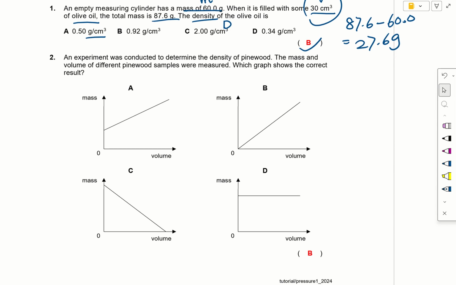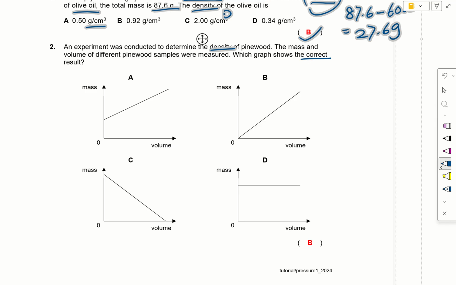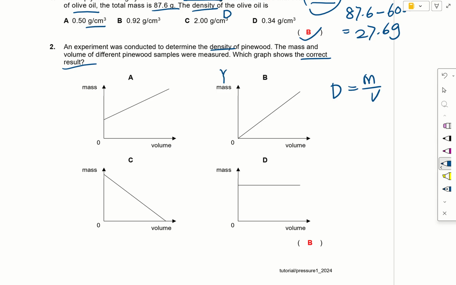Question 2: an experiment was conducted to determine the density of pine wood. The mass and volume of different pine wood samples were measured. Which graph shows the correct result? Okay, so because density equals mass over volume, and if you look at any of the graphs, all four have the same axes. So the mass is the y-axis, the volume is the x-axis.